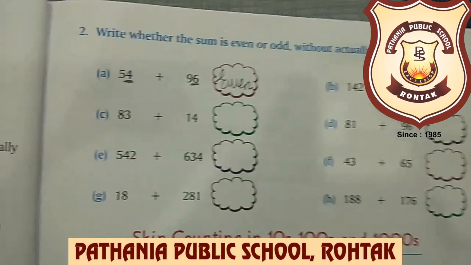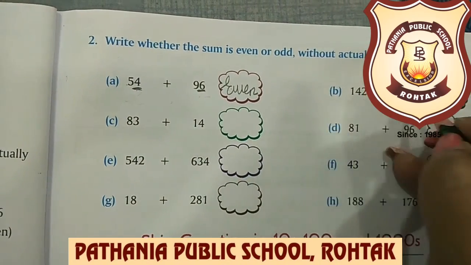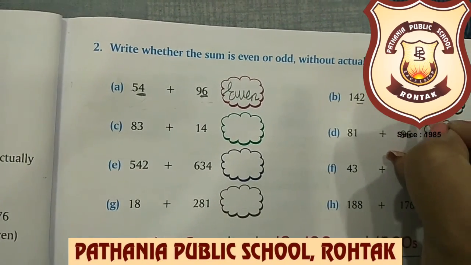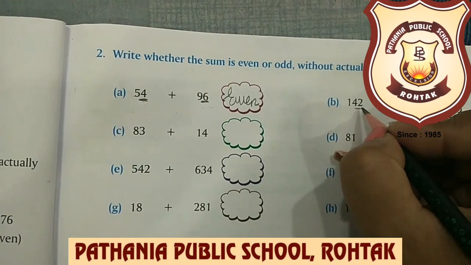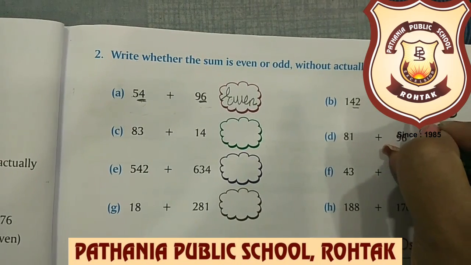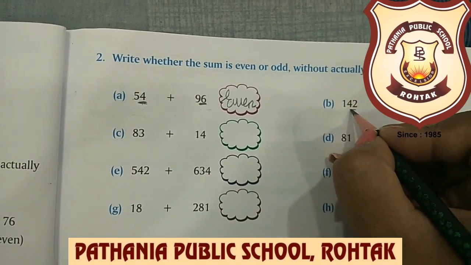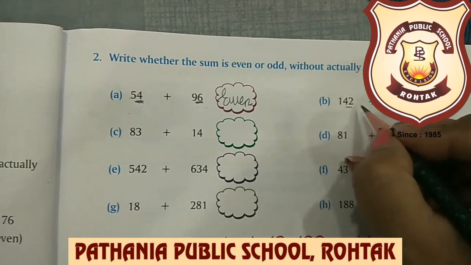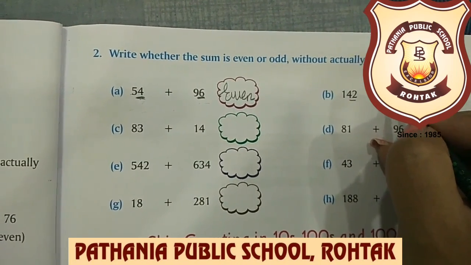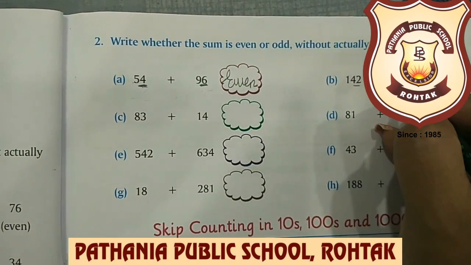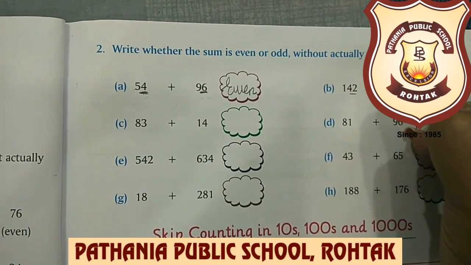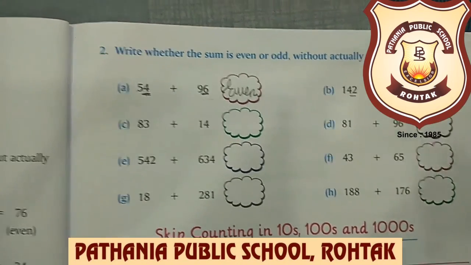Now in B part, again the numbers are 142 and 364. So again we need to look at the ones place digit. In 142 the digit is 2, and in 364 the digit is 4. Now add 2 and 4. 2 and 4 equals 6. Now check, is 6 an even digit or an odd digit? Yes, it is an even digit. So the sum of these two numbers will also be even.